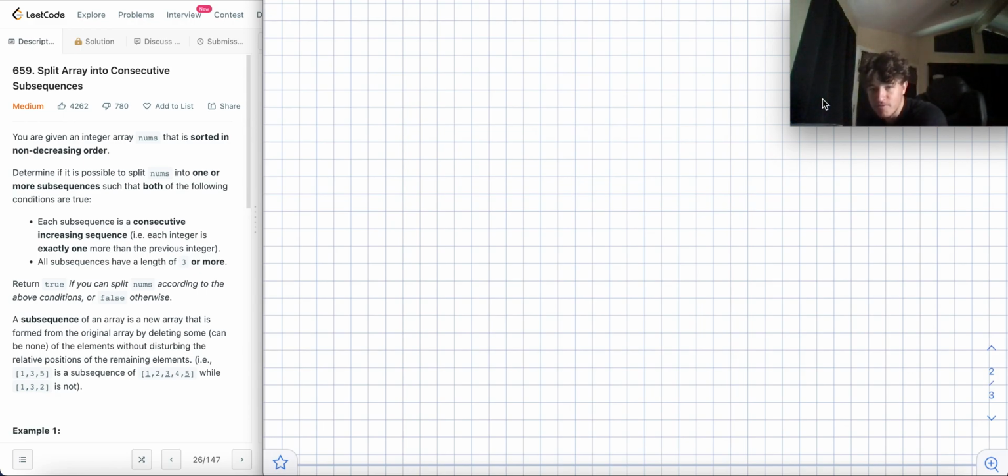I can solve every problem in my head. I don't need this pen. This is split array into consecutive subsequence. It's like I literally can't solve a single problem without drawing it out. Which is why so many technical interviews are quite absurd, right?